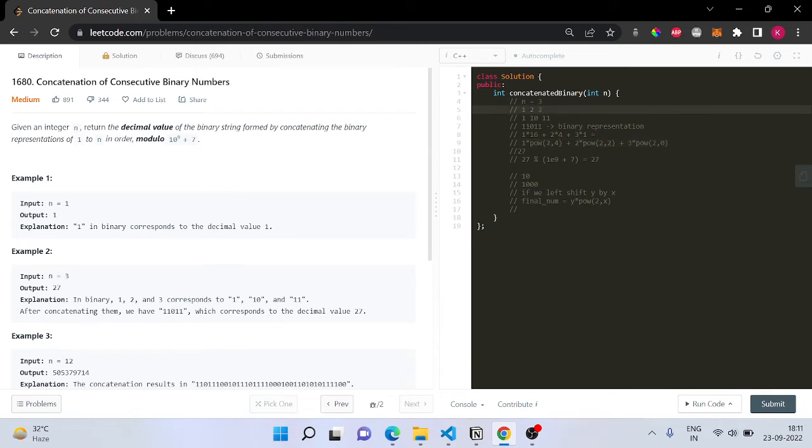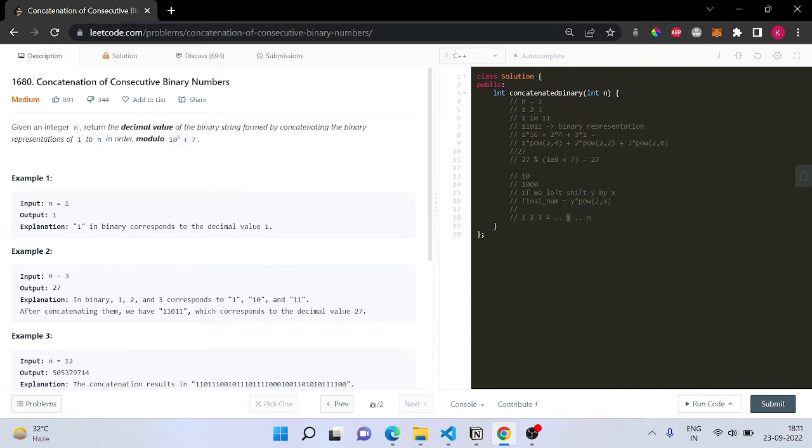So what we need to do is basically we will traverse this number from n to 1, right? And we will calculate the number of bits in the given number i, so that we have the total number of bits. So let's suppose we have 1, 3, 4, i, and we need to go till n, right?